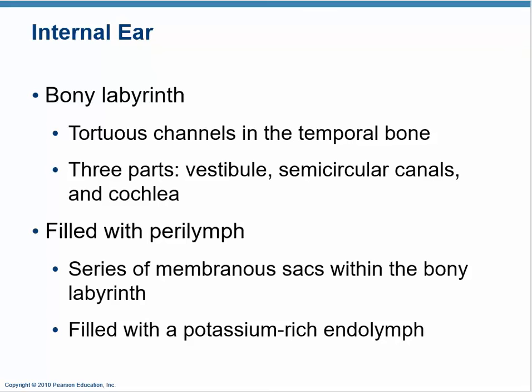Okay, in the inner ear, there is something called the labyrinth. And these are channels within the temporal bone. And it's lined with this organ. And there's three parts to the organ: the vestibule, the semicircular canals, and the cochlea. The cochlea looks like a snail shell. It's filled with this fluid called perilymph, and inside are sacs filled with something called endolymph.